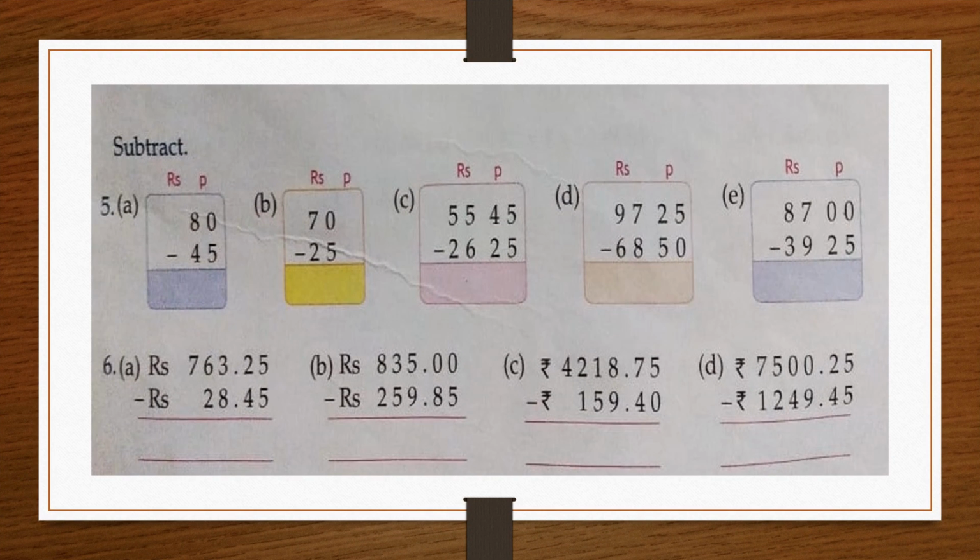Now children, we are going to subtract money. So fifth, A part, children, see here rupees and paisa are mentioned separately. So this is the paisa column. You have to subtract. You simply do subtraction.